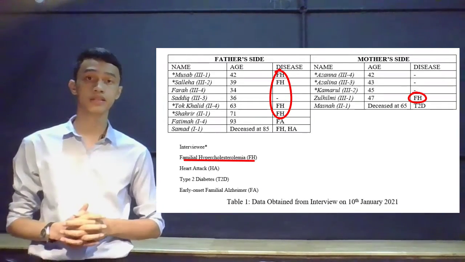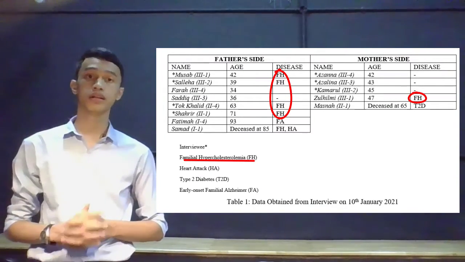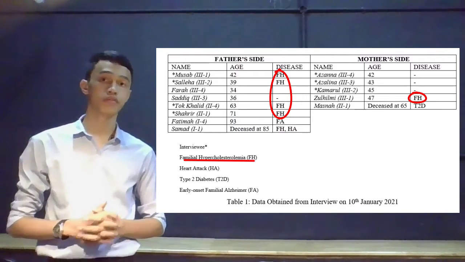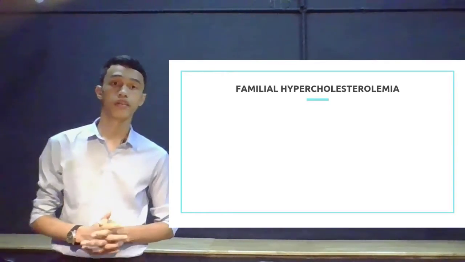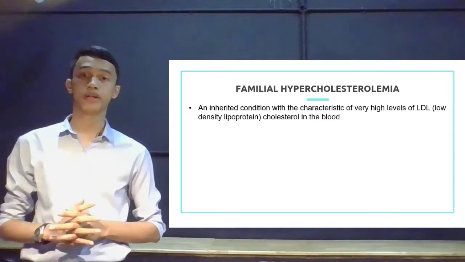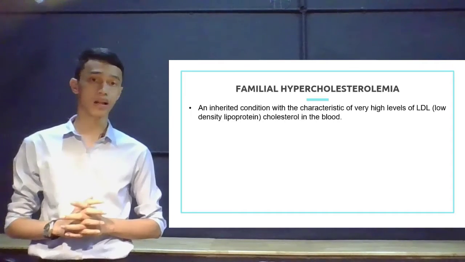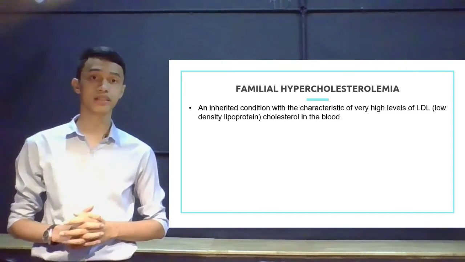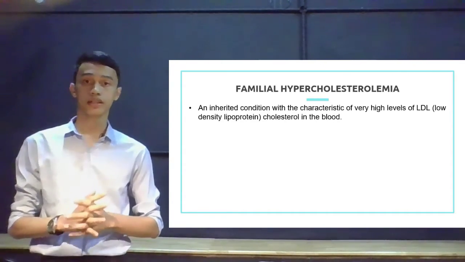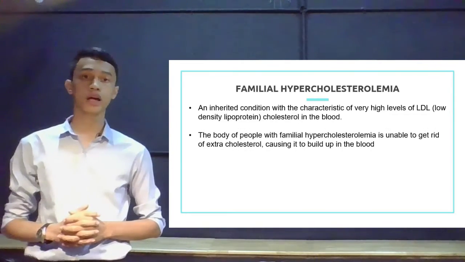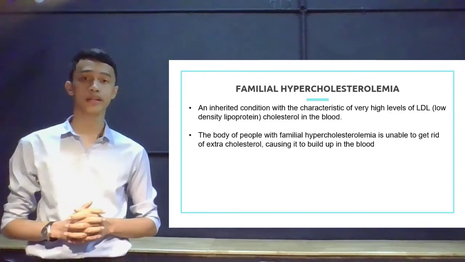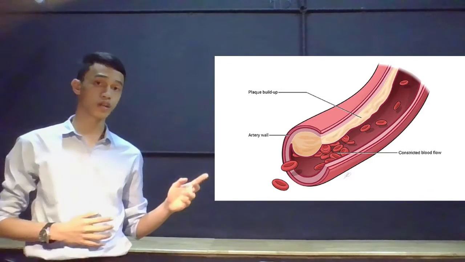After interviews and gathering information from 7 family members aged from 39 to 71, the most repeated and identified disease is familial hypercholesterolemia. Thus, it is the chosen disorder for this assignment. Familial hypercholesterolemia is an inherited disease whereby there is a very high level of LDL, which stands for low density lipoprotein, cholesterol in the bloodstream. A person with familial hypercholesterolemia is unable to eliminate the excess cholesterol, causing a buildup in the blood.